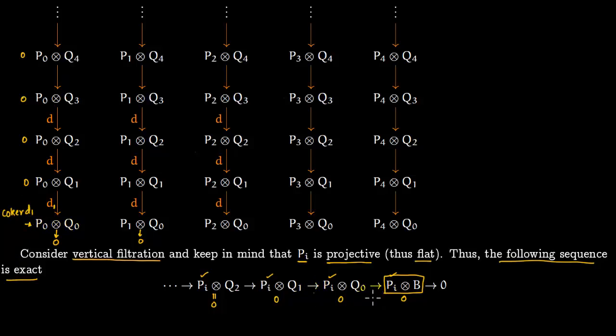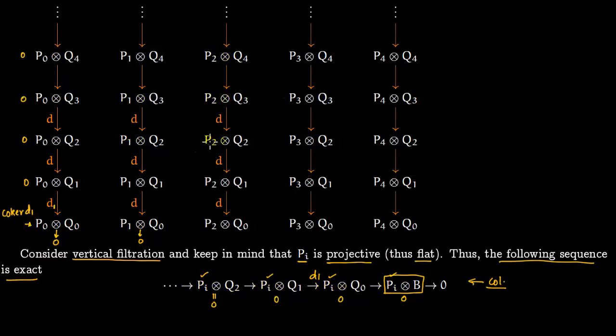Correspondingly, the map D1 is right here. It is going from Q1 to Q0, with P_i a constant. This is how every column looks. In here you have 0 instead of P_i. So you have P0, P0, P0. Here you have P1, P1, P1.